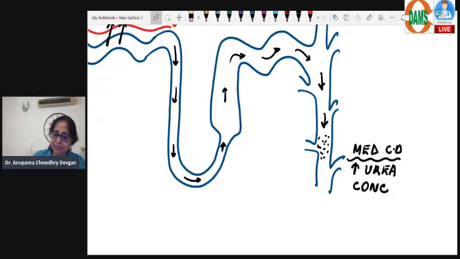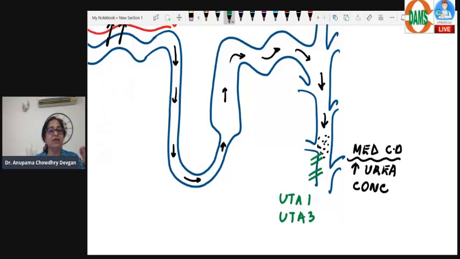The medullary collecting duct has the presence of urea transporters, UTA1 and UTA3. If you remember, we discussed in the first chapter that the transport of urea is by passive transport, by facilitated diffusion. So urea will move from the collecting duct into the interstitium, because urea in the medullary collecting duct is now in a higher concentration.